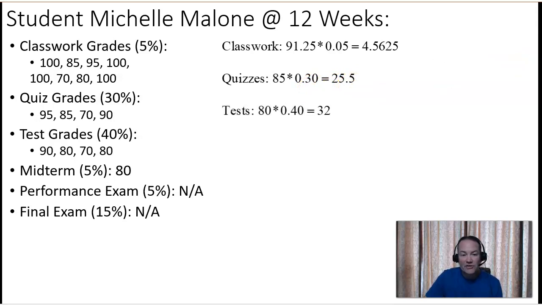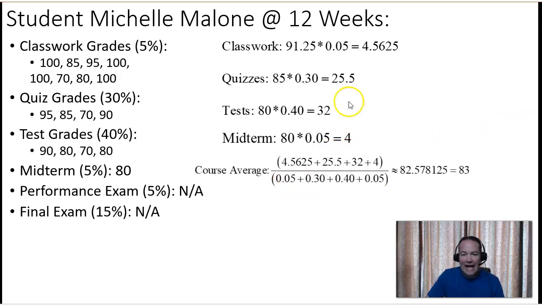For test grades, we add together her 4 test grades, divide by 4. That is an 80 average. Multiply that by 0.4. We have 32. And unlike the earlier calculation, we now have a midterm grade. So that is 80% multiplied by 0.05, which is 4.